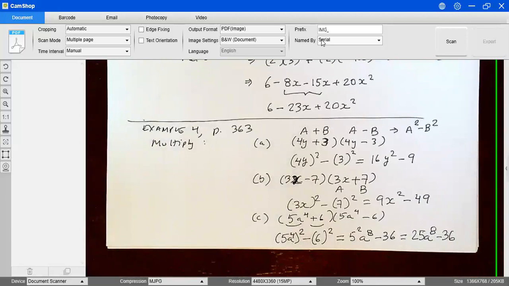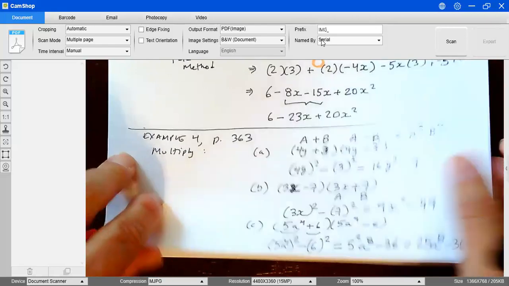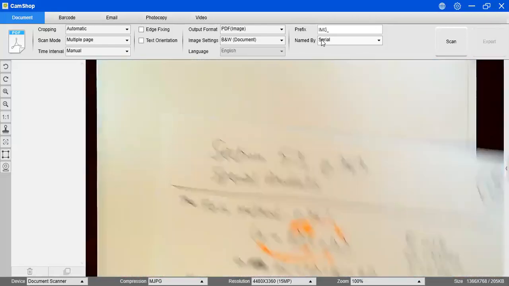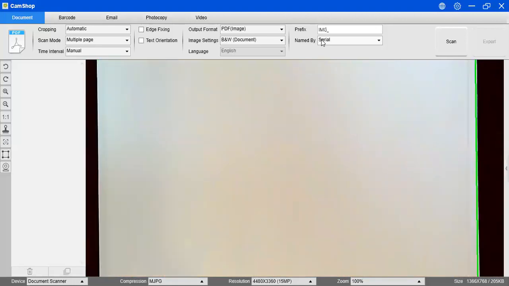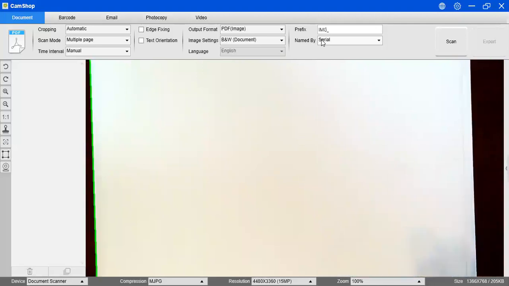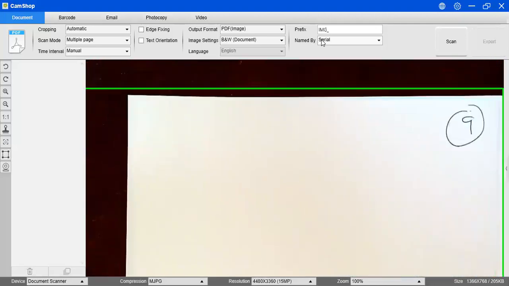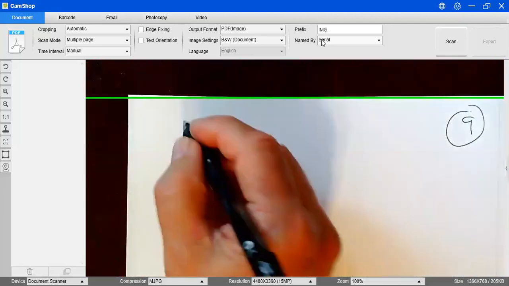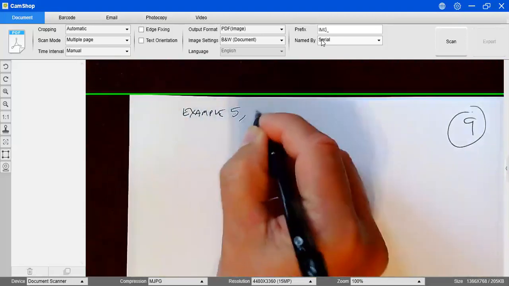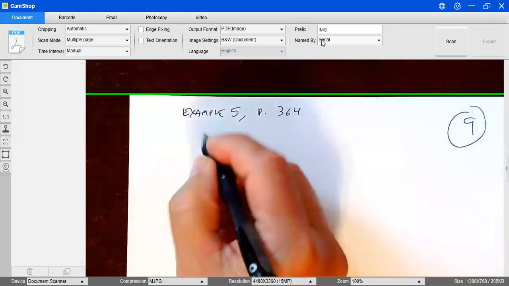We're going to work now on example 5 and example 6, and then you're going to be able to work on some exercises to complete the classwork corresponding to this lecture. So we have now example 5, example 5 on page 364.